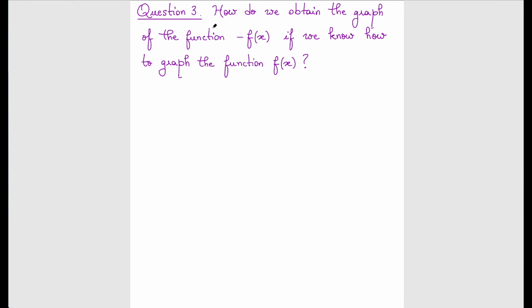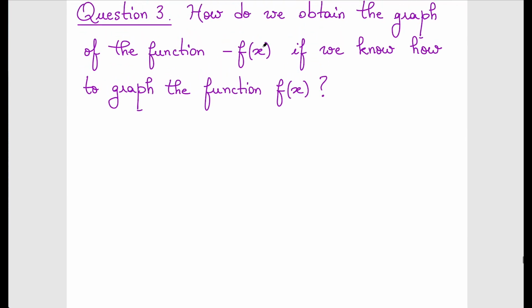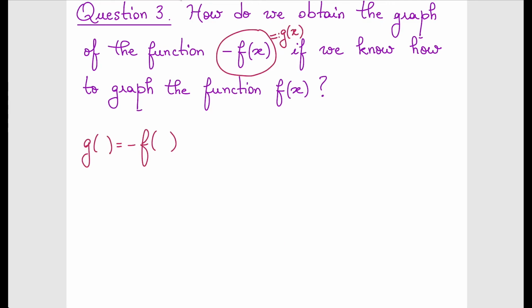Question 3, how do we obtain the graph of the function negative f of x if we know how to graph the function f of x? Okay, so let's give this guy the name g of x. So g of x is negative f of x. And if you want to continue doing what we used to do, how about instead of having x for the name of the input, we have a placeholder, a bullet. Okay, so g of anything is negative f of the thing.